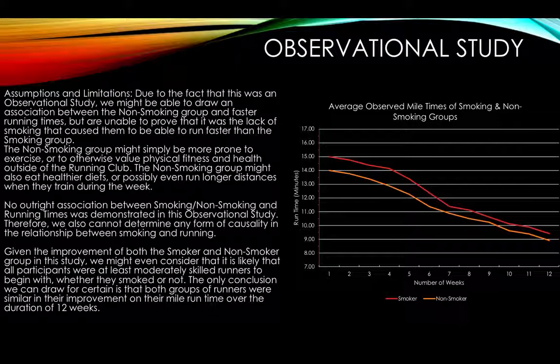So you can't really prove from what I'm showing here that there's any indication that smoking or non-smoking is going to give you a better running time. So we can't determine any form of causality as far as that relationship. Given the fact that they both improved, we might even consider that it's likely all participants were at least moderately skilled runners to begin with, whether they smoked or not. The only conclusion we can draw for certain is that both groups were similar in their improvement on the mile time over the 12-week duration.